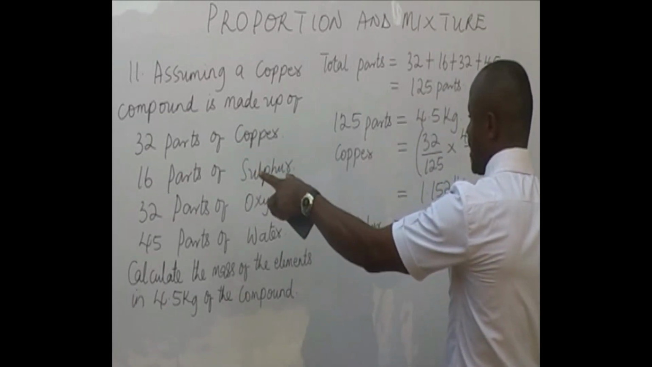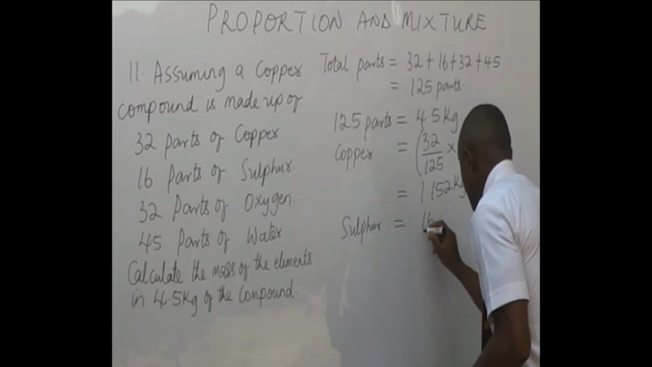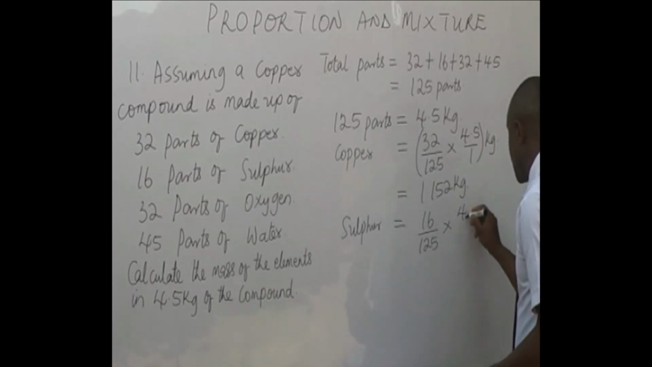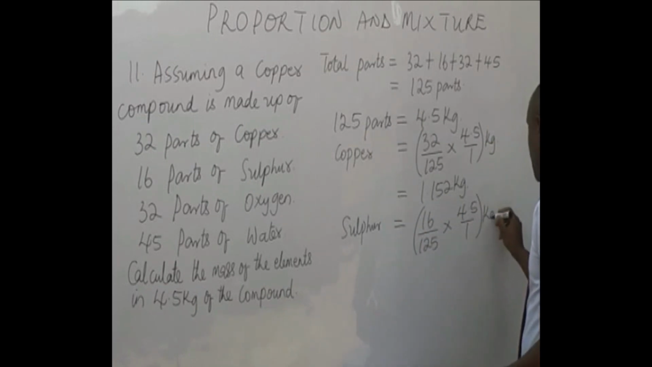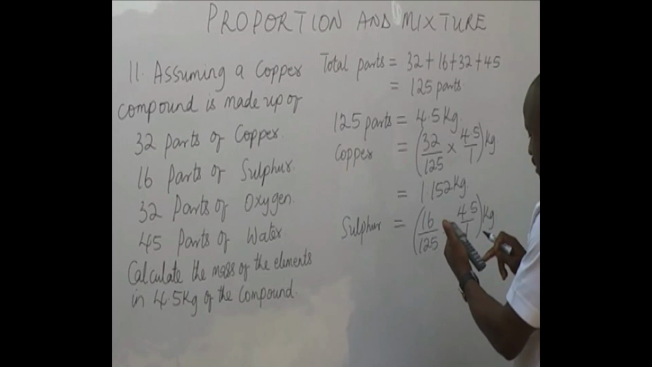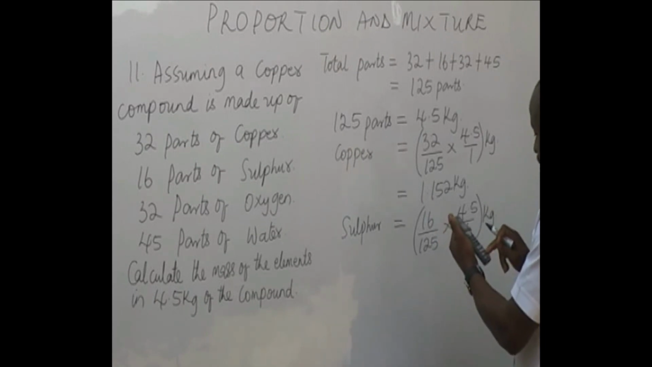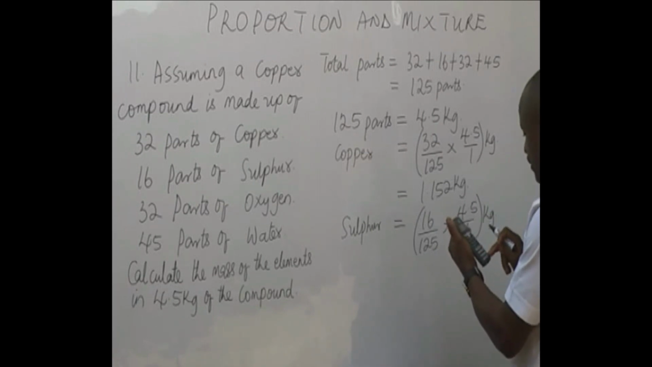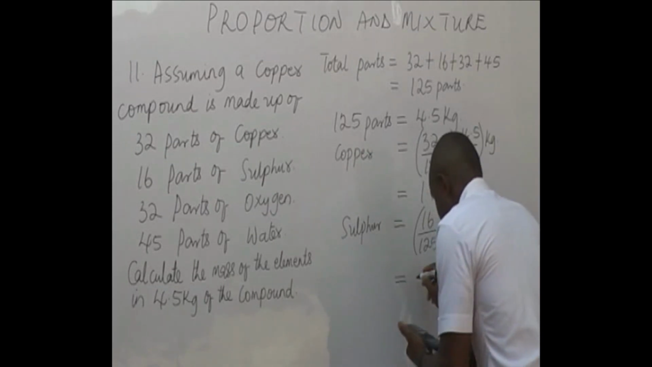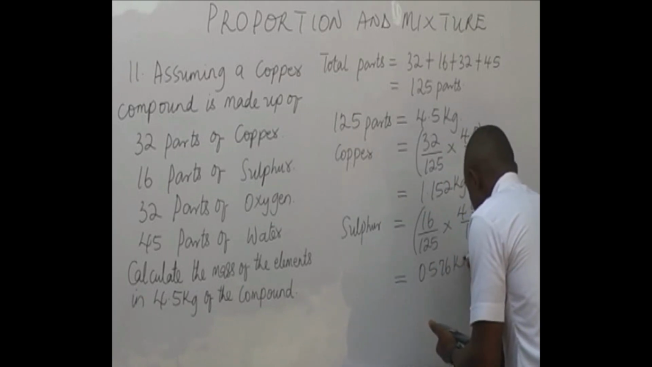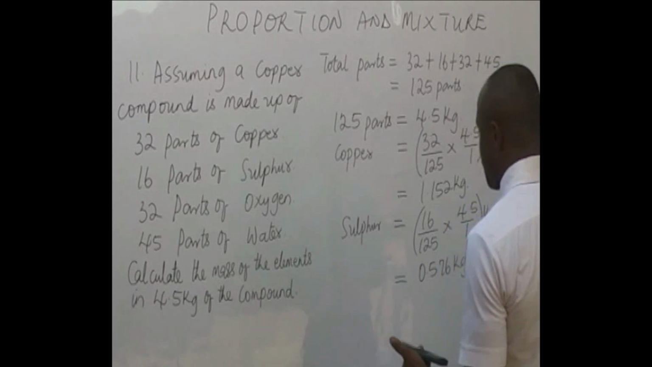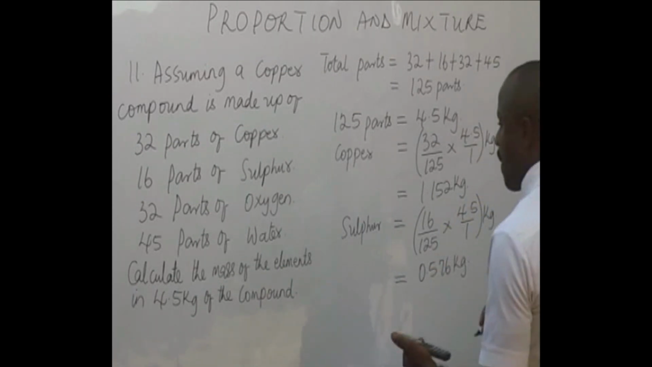Sulfur has 16 parts in the compound. So we are going to have 16 divided by total parts of the compound times the total mass of the compound. Anything you get here is the mass of sulfur in kilograms. 16 times 4.5 divided by 125 is giving me 0.576 kilograms. That is for sulfur.